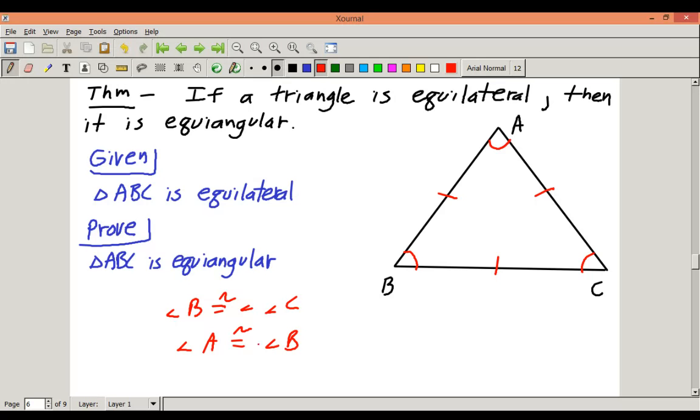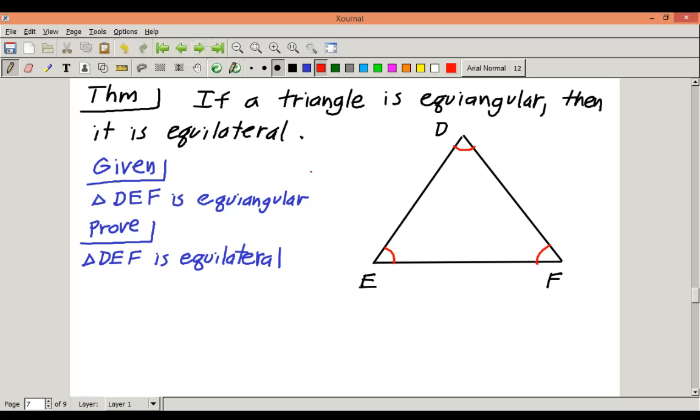Okay, let's take the exact converse of that theorem for our last theorem. And this one says if a triangle is equiangular, then it is equilateral. So again, we're given triangle DEF. This time I'm marking all the angles congruent because that's part of the given. And we're trying to prove that the sides are congruent.